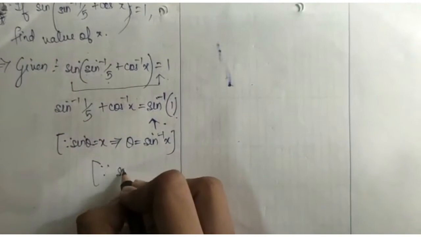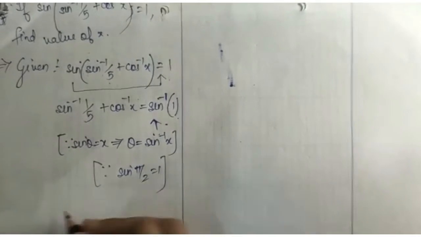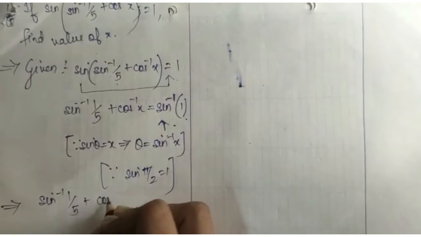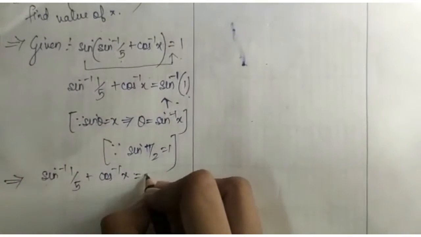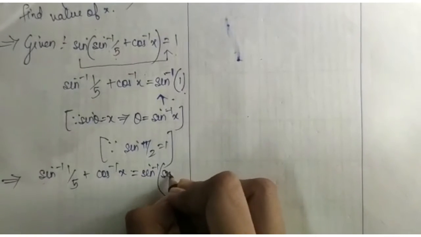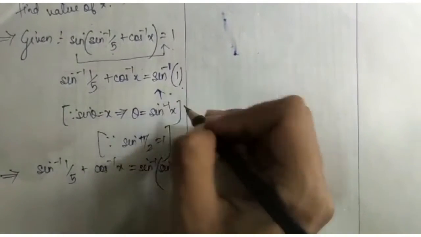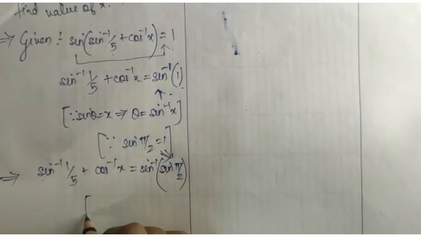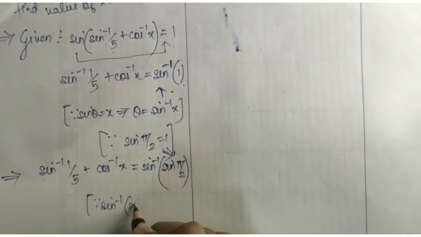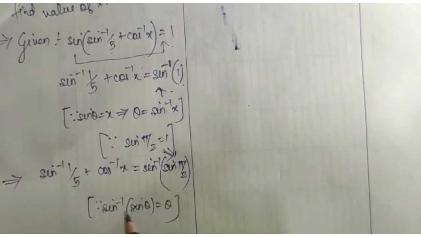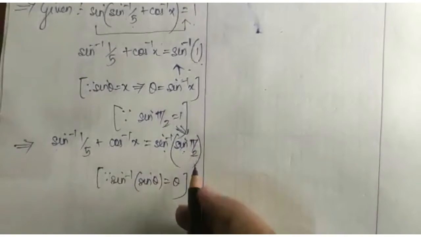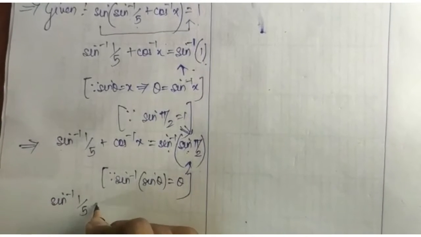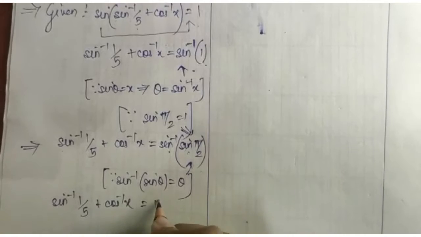Now for what value of theta is sine theta 1? We know that sine pi by 2 is equal to 1. So the next step is, the left hand side will be as it is, and the right hand side becomes sine inverse of sine pi by 2 in place of 1, because sine pi by 2 is equal to 1. Now in the properties we saw that sine inverse of sine theta is equal to theta. That means sine inverse of sine pi by 2 is equal to pi by 2. Hence our RHS becomes pi by 2.